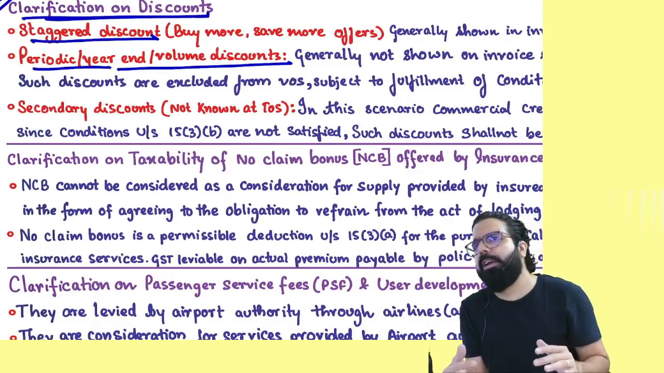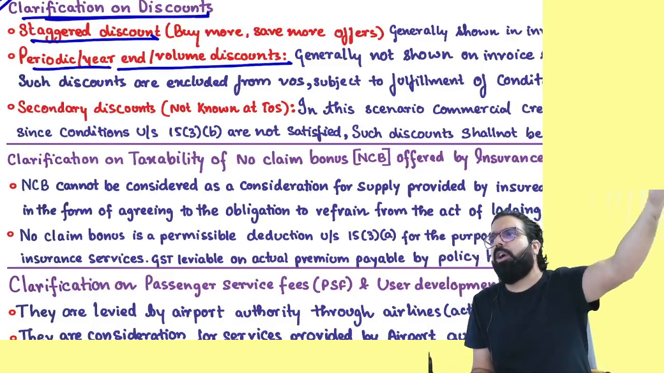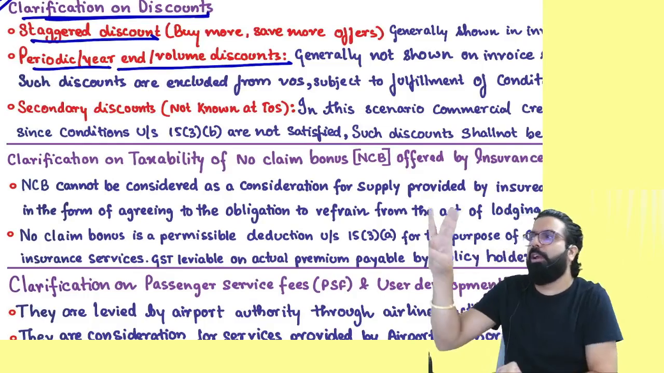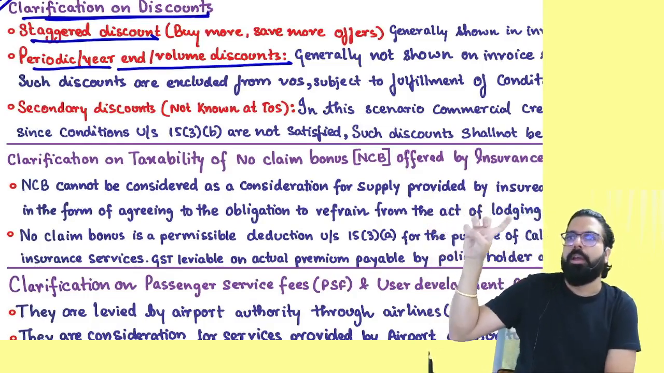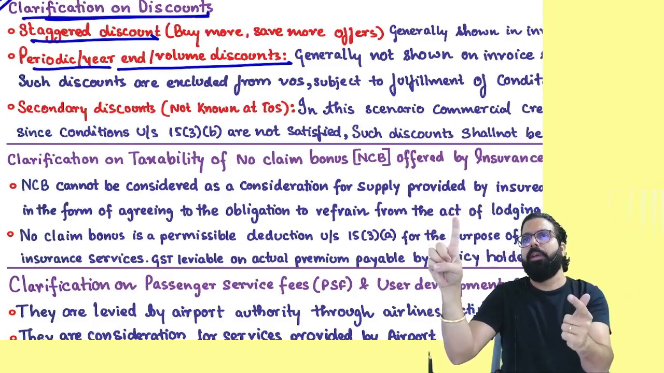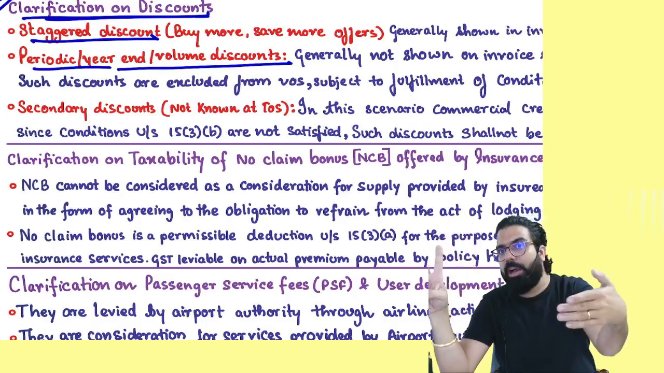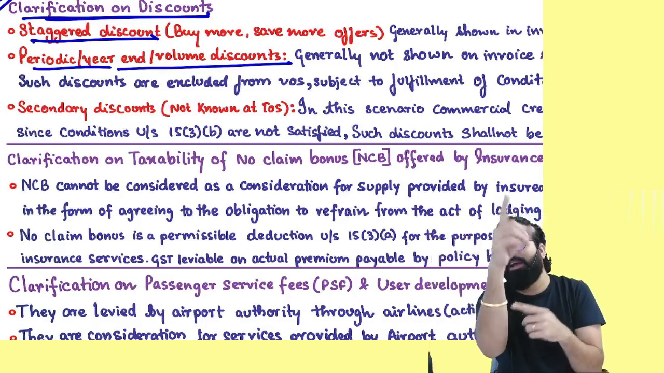Year-end discount, if it is given, will be excluded only if three conditions are satisfied. Number one, agreement. Number two, link to invoice. And number three, ITC should be reversed.